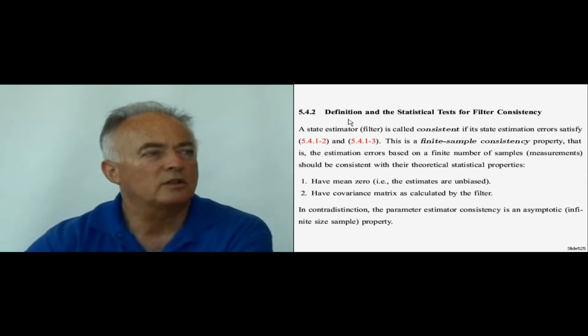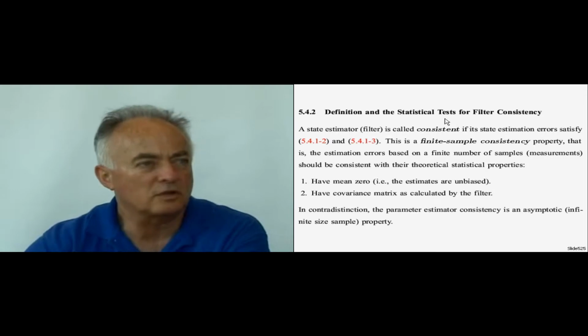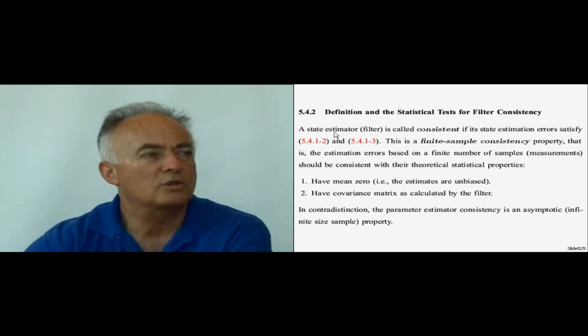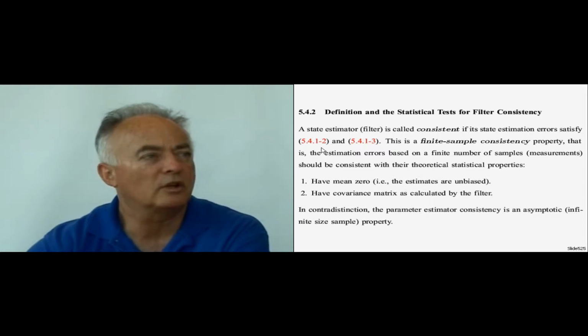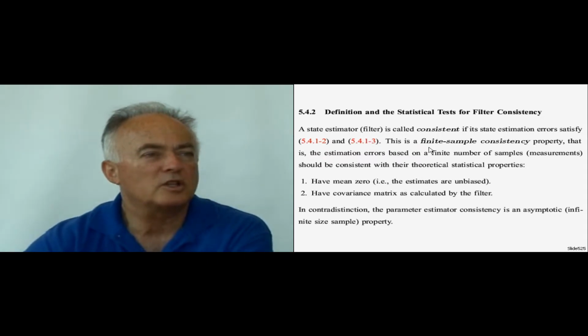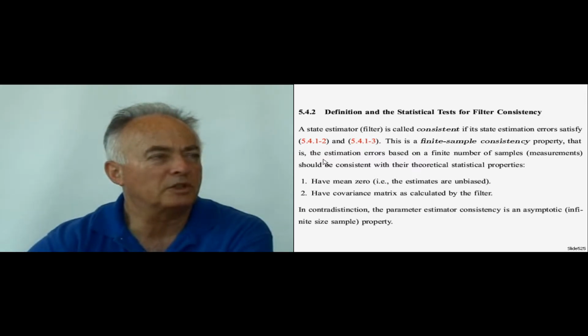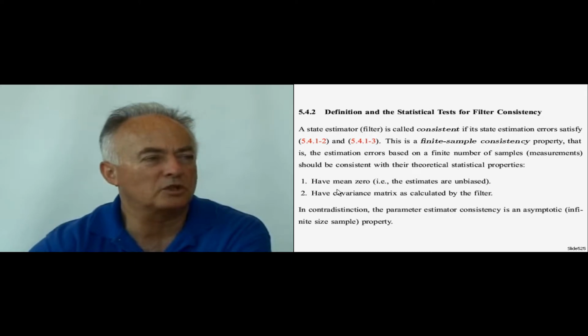Now let's define the quantities to be tested and present the tests for filter consistency. We'll say that a state estimator is consistent if the estimation errors satisfy the two first and second order moment equalities in the equations given earlier. This is a finite sample consistency property, that is, the estimation errors based on a finite number of samples, measurements, should be consistent with the theoretical statistical properties of having zero mean, or unbiased estimates, and the second one, having the covariance matrix as calculated by the filter.